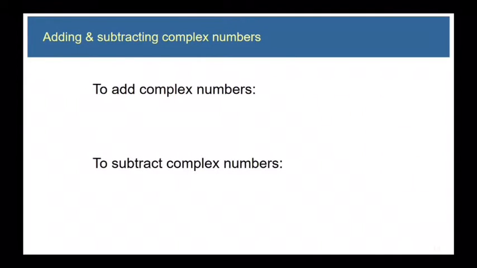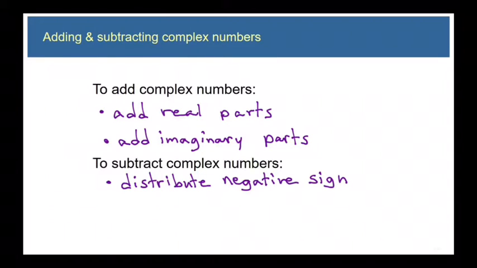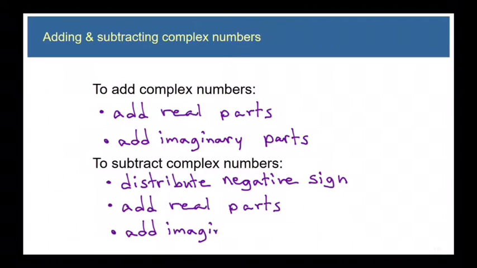It feels exactly the same as combining like terms, so really all we have to do is add the real parts together and add the imaginary parts together, and that's the extent of it. And when you want to subtract complex numbers, just make sure and distribute the negative sign that's in front of your second complex number, and then you can go ahead, add the real parts, add the imaginary parts.